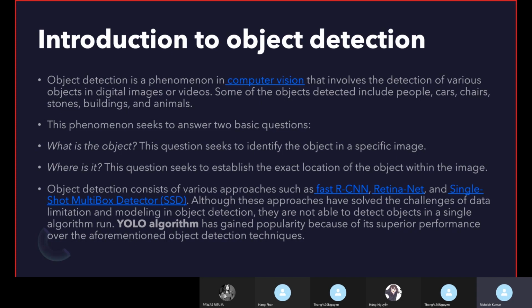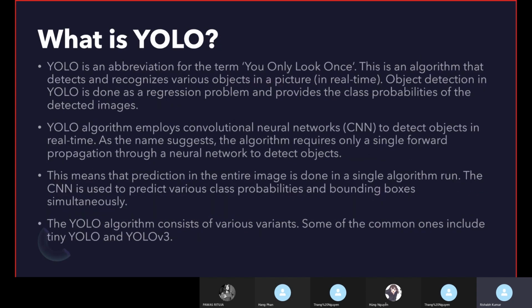So, object detection consists of various approaches such as fast RCNN, retina net, single shot multi-box detector. These are various other algorithms which are used for object detection. So, YOLO algorithm gained popularity because of its much superior performance when compared to other previously known models used for object detection.